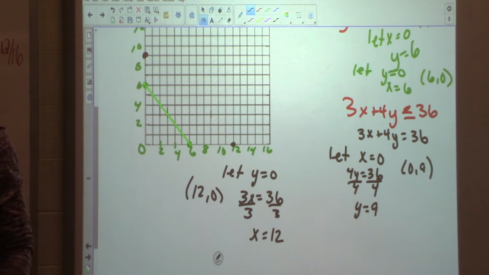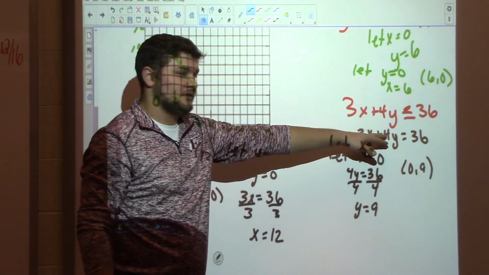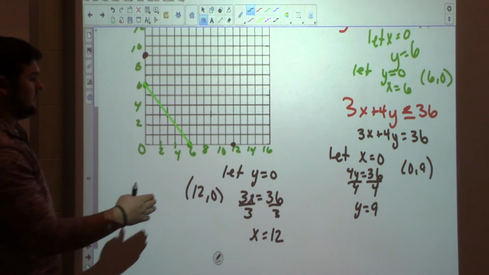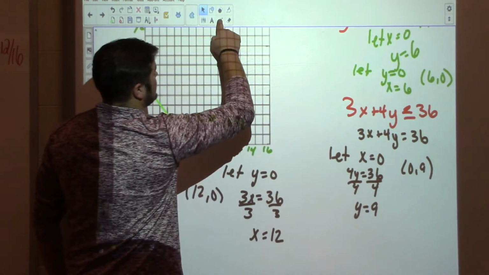Okay? So guys, we're looking for the intercepts. We're looking where x and y equals 0. So all you do is you plug it into your equation and you solve it. Okay? So plug 0 in for x, solve it. Plug 0 in for y, solve it. So I have my 2 points. It is a solid line because it's or equal to.